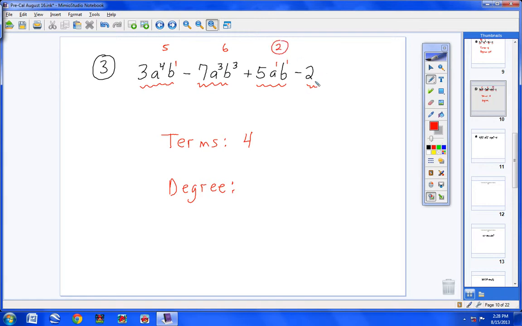And here there's no A or B anywhere, so nothing here. So what's the biggest number that you see? 6. So we call this a 6th degree polynomial.